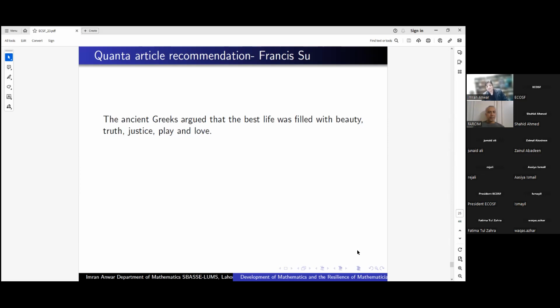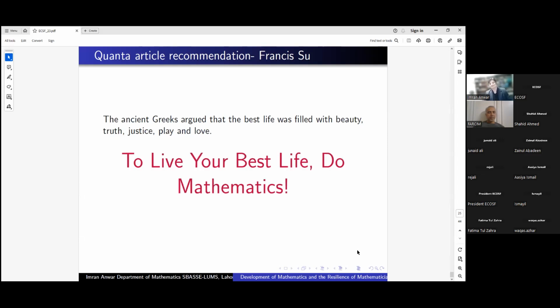And according to Francis Su, this is the case he had made in his book, and quite remarkably, he presented it in his talk. And moreover, this particular Quanta article is basically about his talk, which I mentioned, which is available on YouTube, and one can read this article. And this is the slogan: to live your best life, do mathematics. That is the end of my talk.